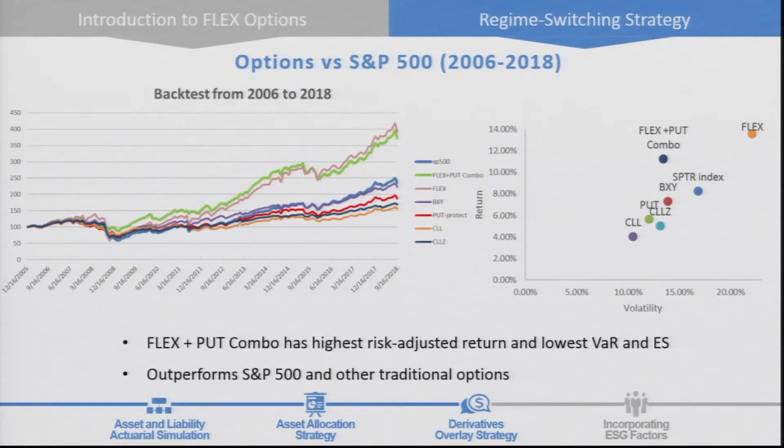Then we execute this strategy and conduct a backtest. As we can see, the green line is our strategy, and it's the best during the financial crisis, and it keeps beating the S&P 500 and other traditional option strategies after the crisis. Further, based on the return volatility plot, we can see the flex option itself generates the highest return, but also the highest downside risk. But in comparison, our combo strategy increases risk-adjusted returns significantly. Based on such impressive results, we recommend the combo strategy to enhance return and protect the downside for equity exposure in our portfolio. For the next part, let's go on with Stella.